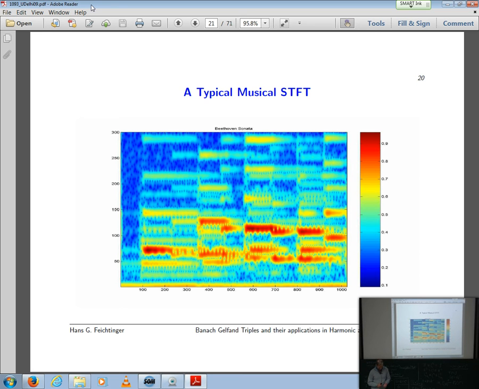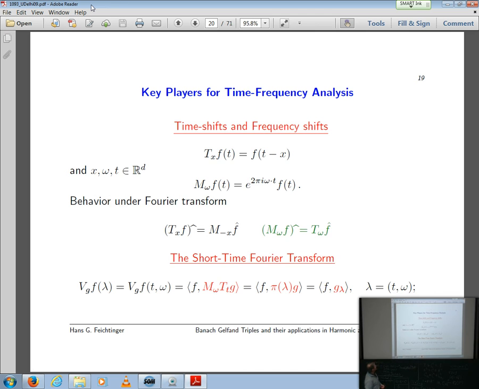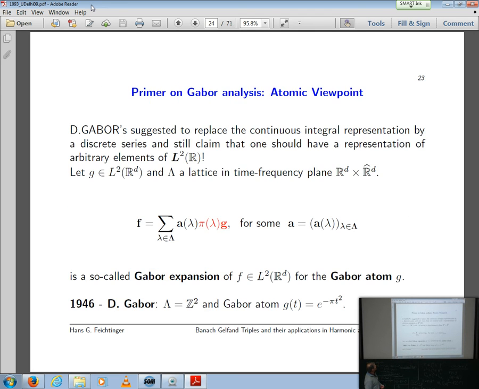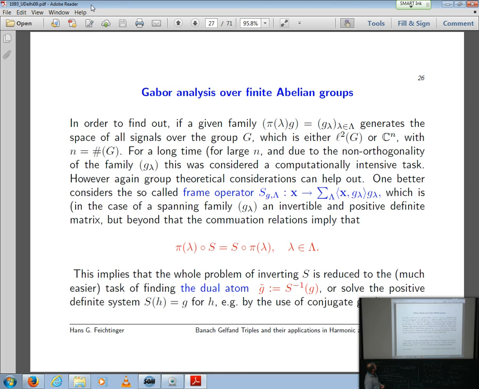By the way, S0 is also called the Feichtinger algebra. So are there questions? Is it possible to see once again the definition? Yeah, so it is the integrability of the short time Fourier transform.